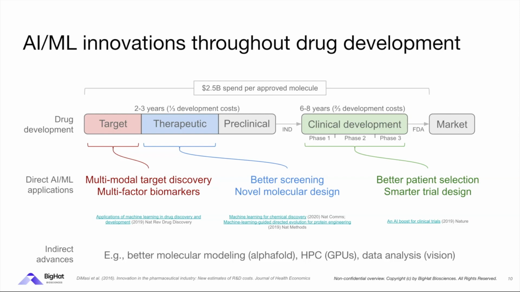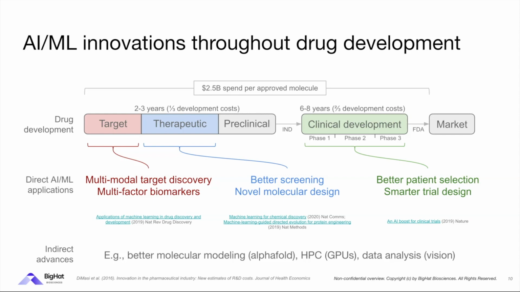And I highlighted a couple of places where I've seen, and many other people see, major opportunities for AI/ML applications. In target discovery, you can really think about this as multi-factor, multimodal target identification or biomarkers. At the bottom of each of these sections, there's a link to a recent review article that covers this area, so I won't go into too many details at this stage. Once you get past the target discovery, you have something in hand that you believe is going to affect the disease state.